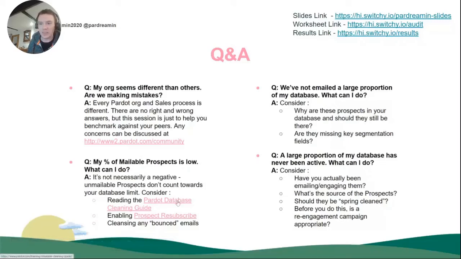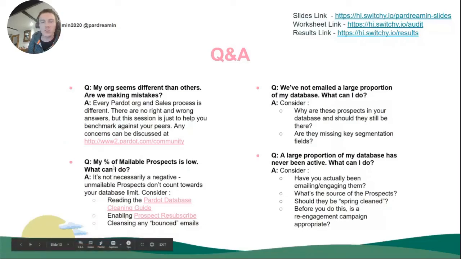So there's a really good Pardot database cleaning guide that's available there, and there's a link that answers a couple of questions that have had around cleaning the data. And I also recommend looking into a relatively new piece of functionality called Prospect Resubscribe. So that allows you to set things up so that when somebody submits a form and they are currently opted out, they have the option to resubscribe.